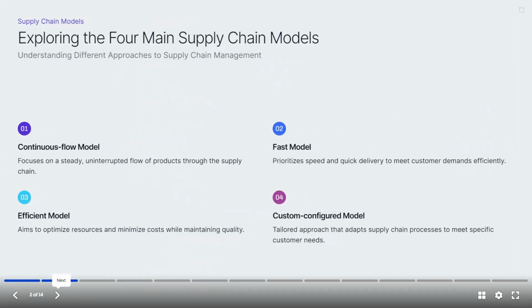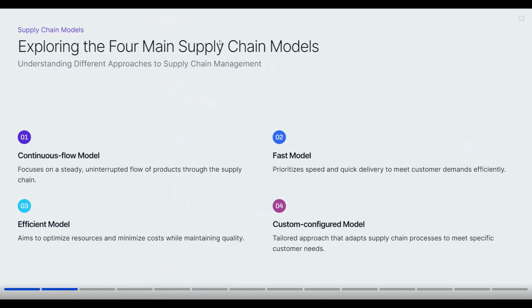So, exploring the four main supply chain models. There are different approaches to supply chain management. One includes the continuous flow model, focused on steady, uninterrupted flow of products through the supply chain. The fast model prioritizes speed and quick delivery to meet customer demands efficiently. The efficient model aims to optimize resources and minimize costs while maintaining quality. The custom configured model is a tailored approach that adapts supply chain processes to meet specific customer needs.